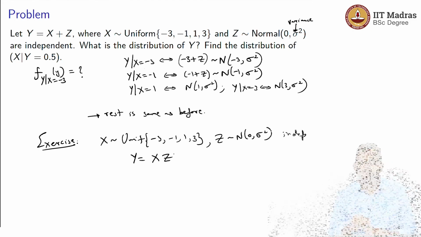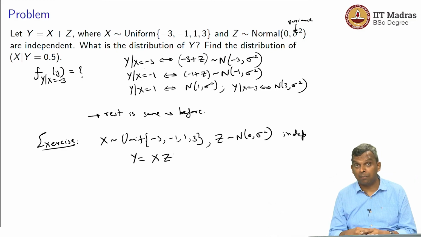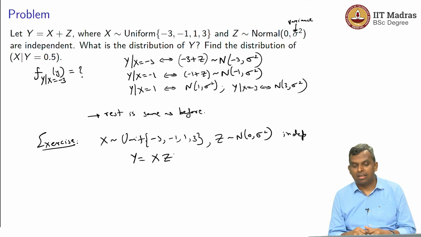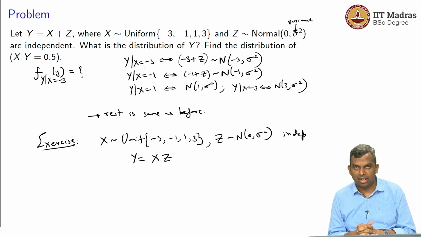Here also the problem boils down to finding Y given X equals -3. You'll see it's just X times Z, so it's -3 times Z. So Y given X equal to -3 is just -3 times Z, and that is normal with mean 0 and variance 9 sigma squared. This is important to understand.